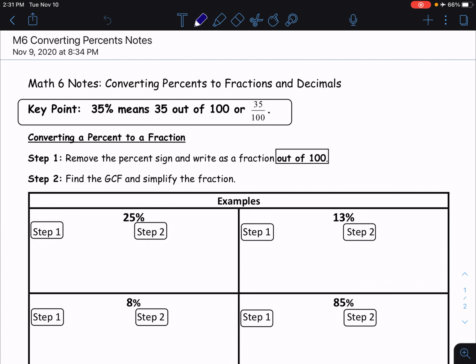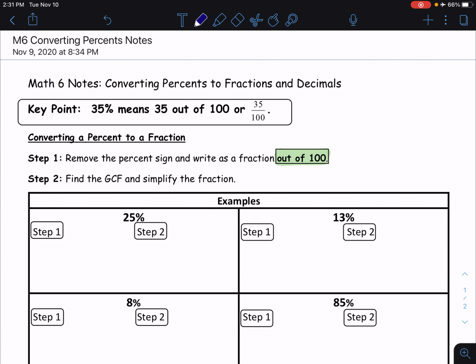To convert to a fraction, so to take a percent and turn it into a fraction, we are first going to write it as a fraction out of 100 because that's what a percent is. A percent is something that's out of 100. That's why everything is out of 100%. And then you're going to simplify the fraction.